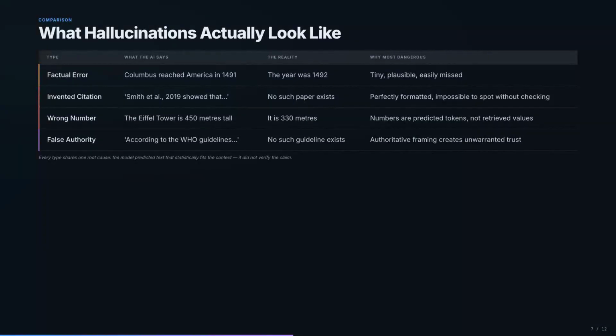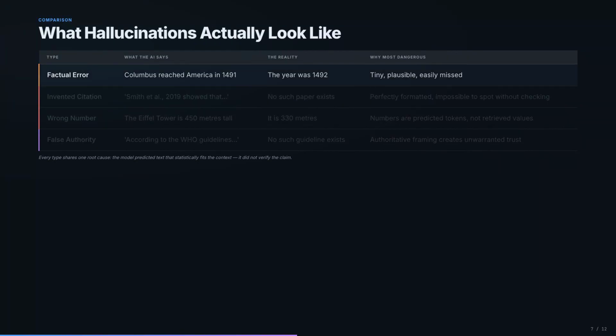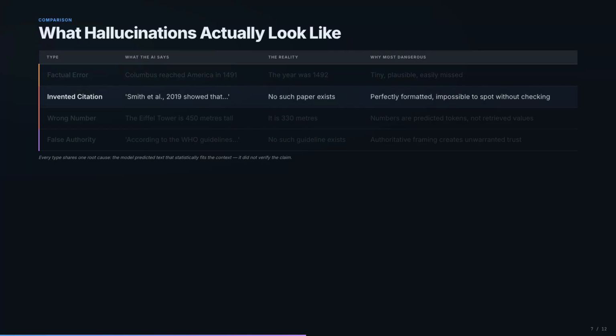Let us look at what hallucinations actually look like in practice because knowing the types helps you spot them. A factual error is the most forgivable category. A date off by 1 year, a name slightly wrong, like claiming Columbus reached America in 1491 when the answer is 1492. Tiny, plausible, and easy to miss without domain knowledge. An invented citation is the most professionally dangerous type. The model has seen thousands of academic papers, so it learned exactly how citations are formatted, how abstracts are written, how findings are phrased, and it generates a perfectly formatted fake complete with journal name, volume number, and author style. No such paper exists, but it looks exactly like one that does.